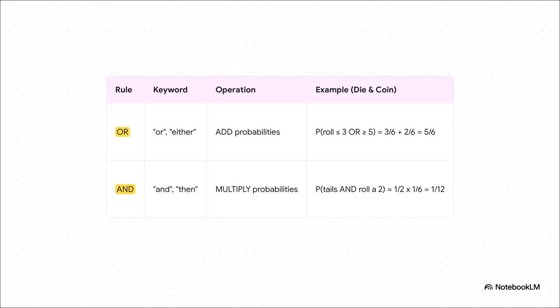So you see how our counting rules from earlier translate perfectly to probability? If you have an OR situation, you just add the probabilities of each thing. If you have an AND situation, you multiply them. Let's take that example. What's the probability of flipping a coin and getting tails and rolling a 2 on a die? Well, the probability of tails is 1/2. The probability of rolling a 2 is 1/6. So we just multiply them. 1/2 times 1/6 gives us 1/12.